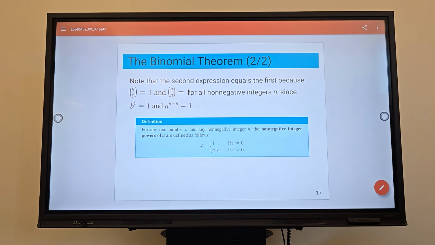So for any real number a and any non-negative integer n, the non-negative integer powers of a are as follows. a to the n is 1 if n is equal to 0, and if n is greater than 0, it's a times a to the n minus 1. So that's from basic algebra there.